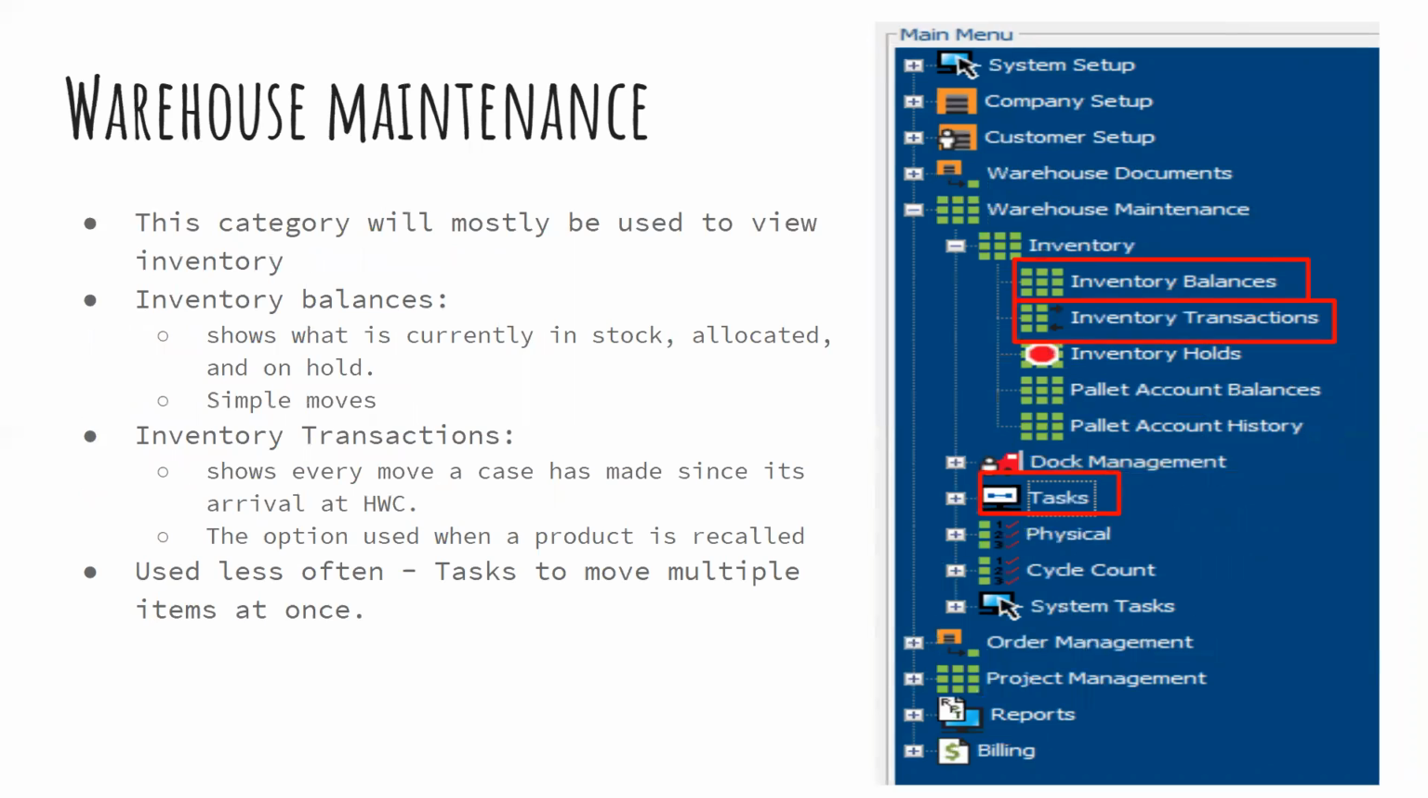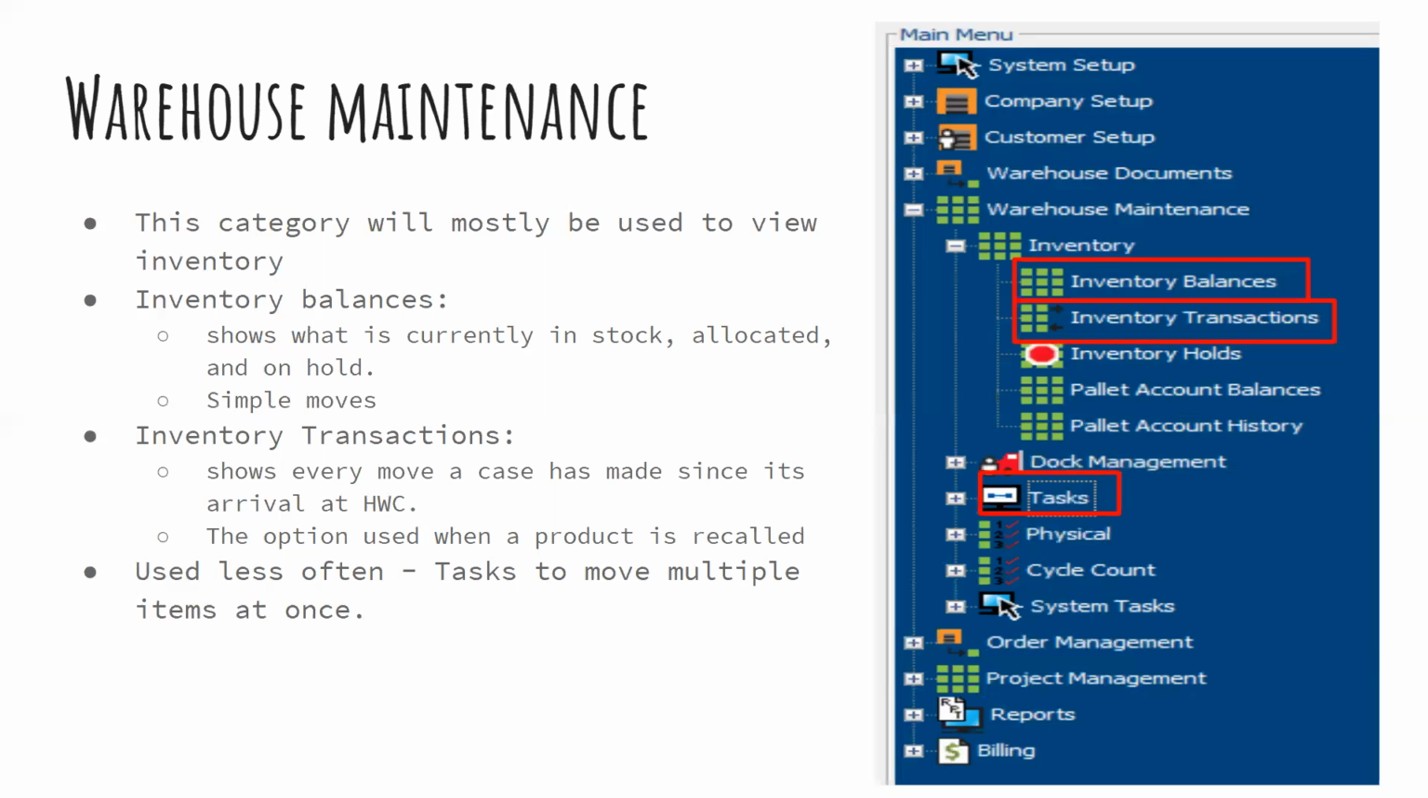Our next function is warehouse maintenance. This category will mostly be used to view inventory in our warehouse. Inventory balances shows what is currently in stock, allocated, or on hold, and you can look that information up for any customer in RAMP. We can also make simple moves in inventory balances. A simple move is just moving a single SKU lot combination to a new location or to a new pallet ID.